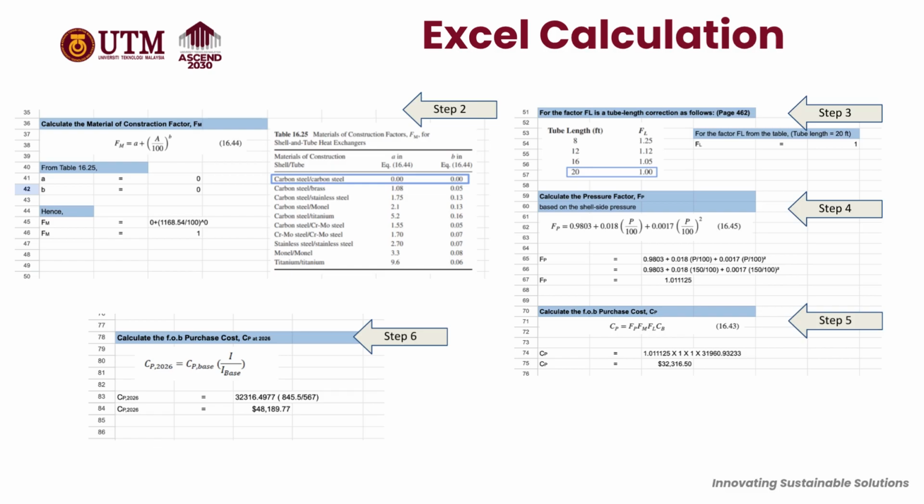Next, in this Excel, we show the answer for the pressure factor, and also the FOB purchase cost based on what type of heat exchanger we use. Then for the last step, step 6, we adjust the cost using the cost index to reflect the current economic condition. This gives us the updated purchase cost of the heat exchanger.